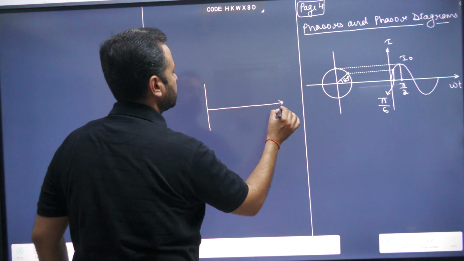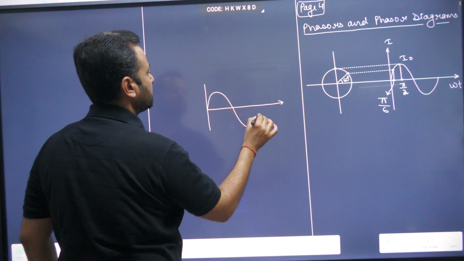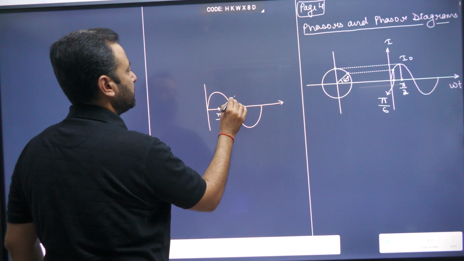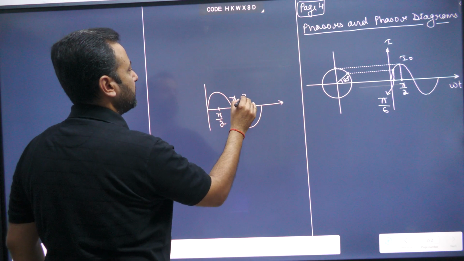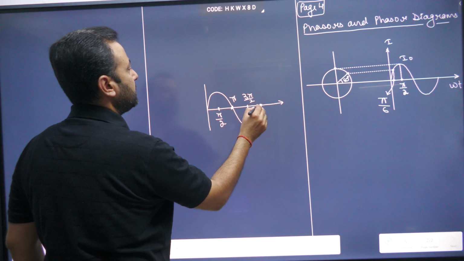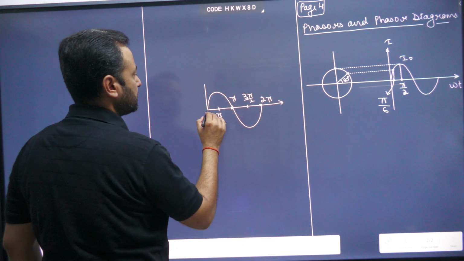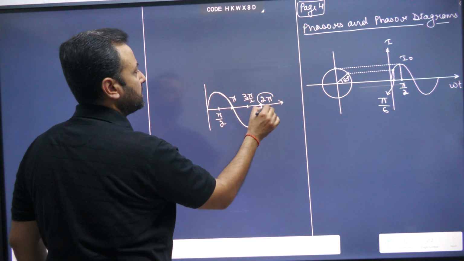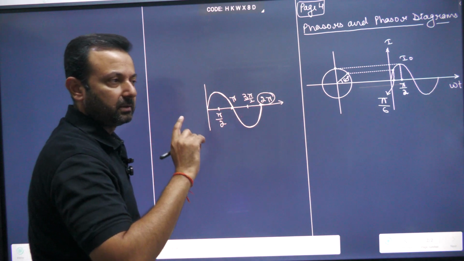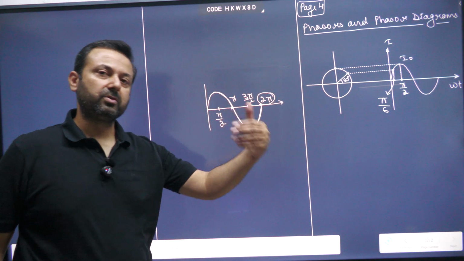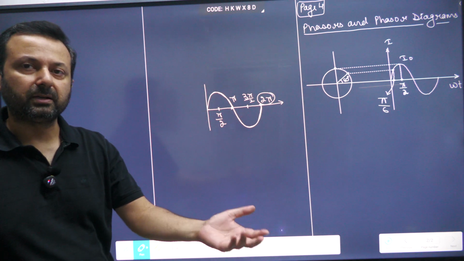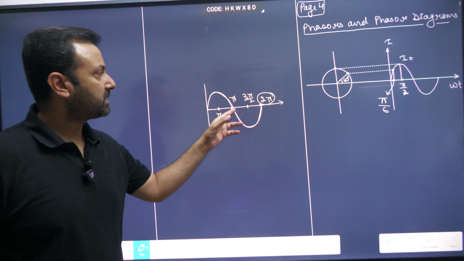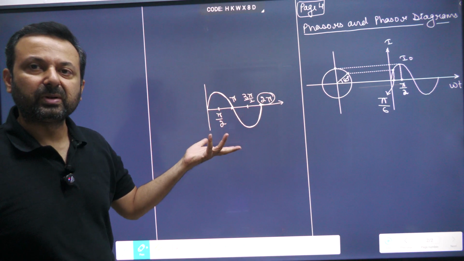They simply draw it like this, and they write here pi by 2, at this point pi, at this point 3 pi by 2, and here 2 pi. They simply say that in one cycle of the AC, the angle covered is 360 degree. In one cycle, AC covers a complete revolution of a circle. But we fail to understand what this pi by 2 is, where this angle pi by 2 is.